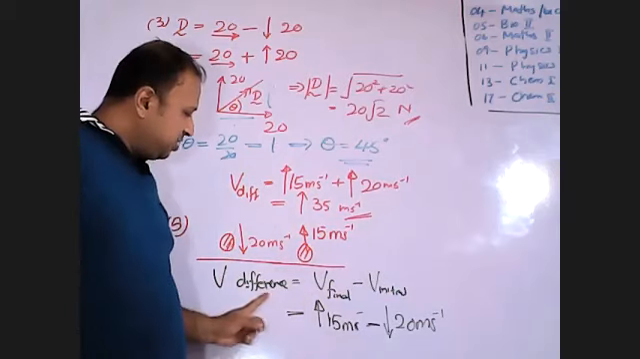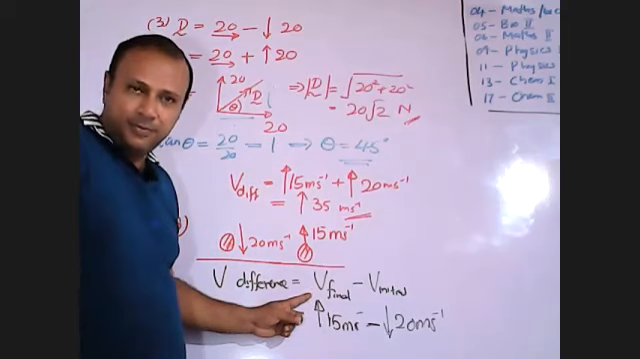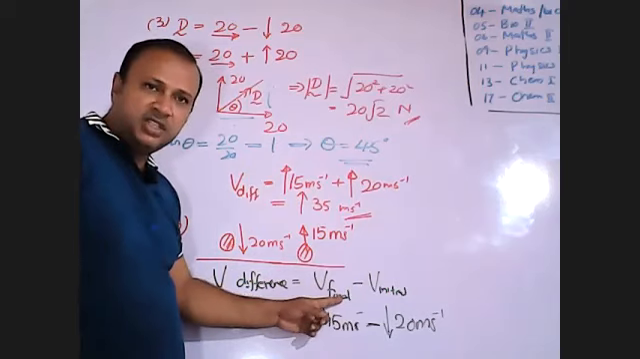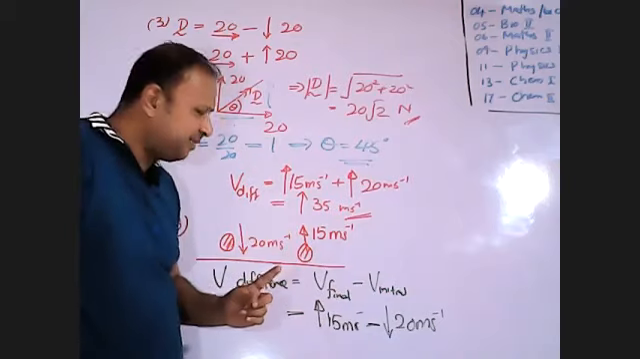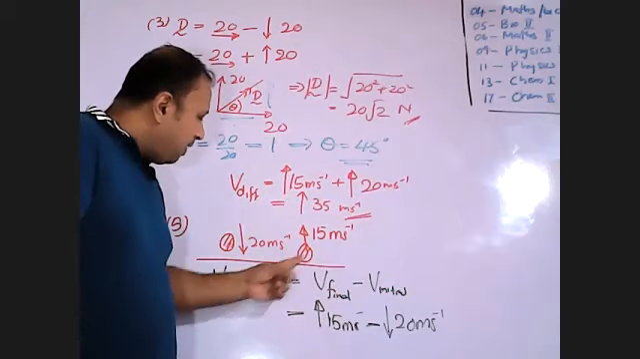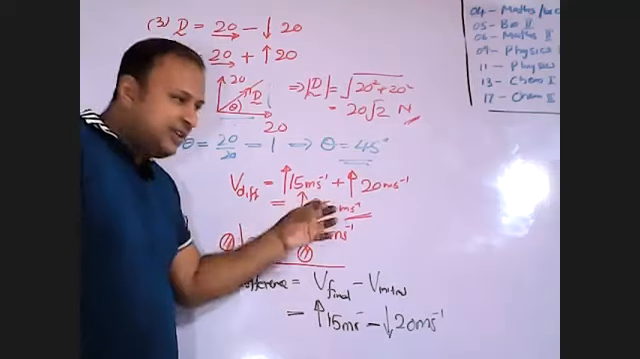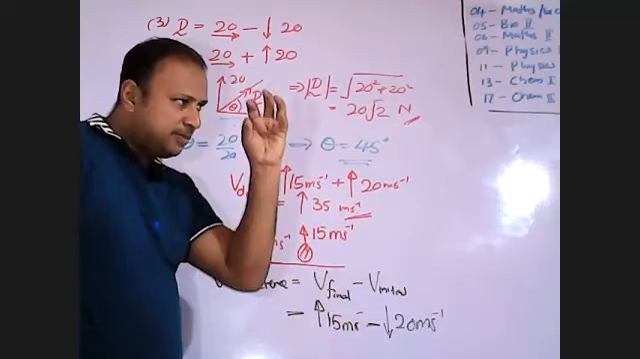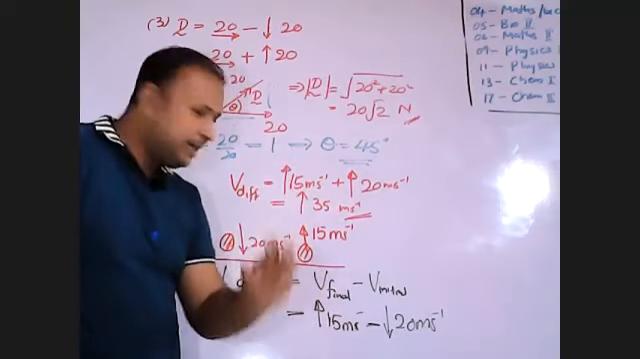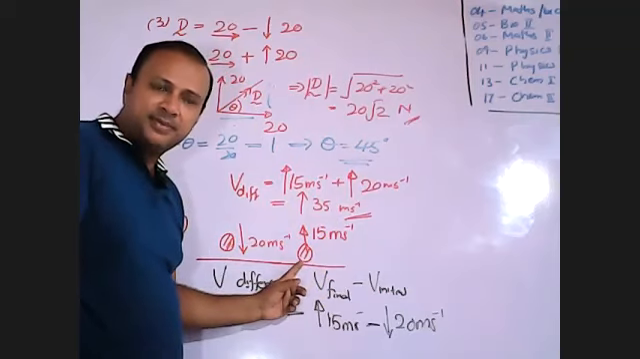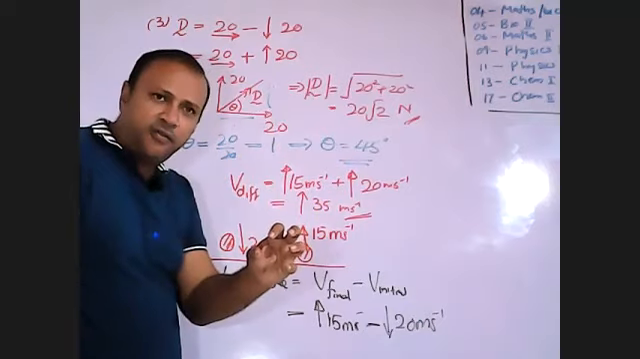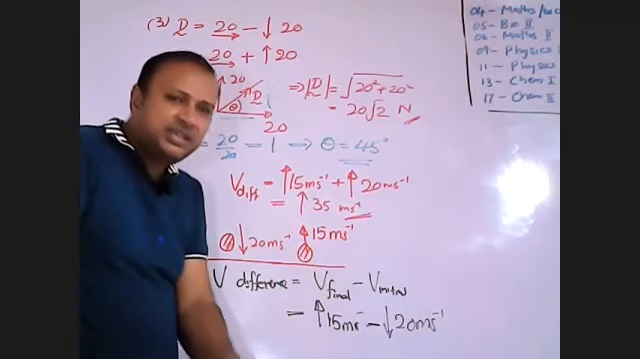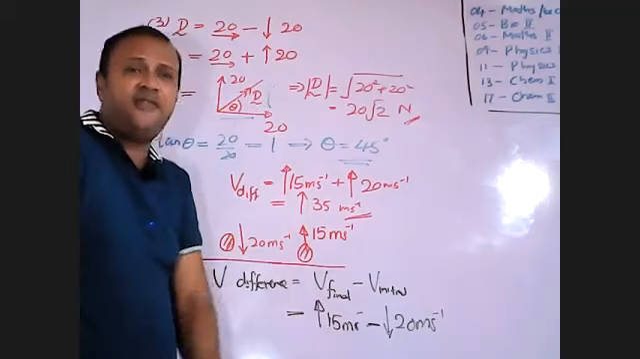Okay. So this is not two velocities. Look at this. This is one velocity, a single velocity. It is the velocity of this ball. The velocity of the ball has been changed. So this is the difference of the same physical quantity, the same figure.